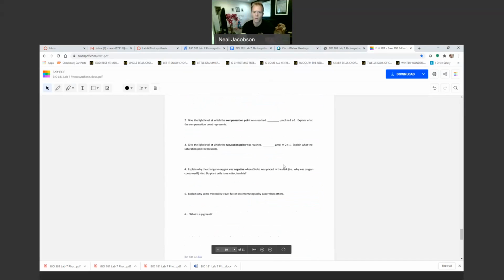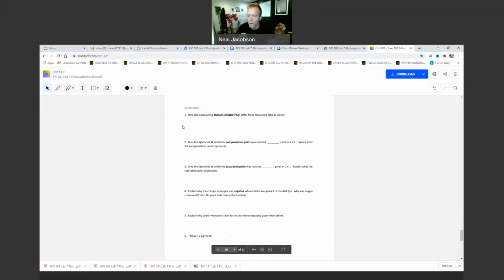So now we have our final questions in this lab. I'm not going to actually fill in these blanks for you, but I will talk through the questions and you can fill them out. So how does measuring photons of light differ from measuring light as a wave? Well, light can be measured as a particle or a wave, and that's the difference. When you're using the photons of light, you're measuring it as a particle. When you're measuring it as a wavelength, you're measuring it as a wave. Two different things. Give the light level at which compensation point was reached, and then explain what compensation point represents.